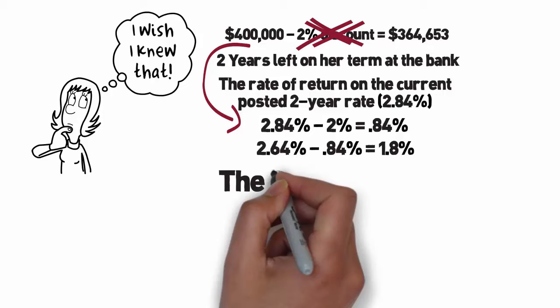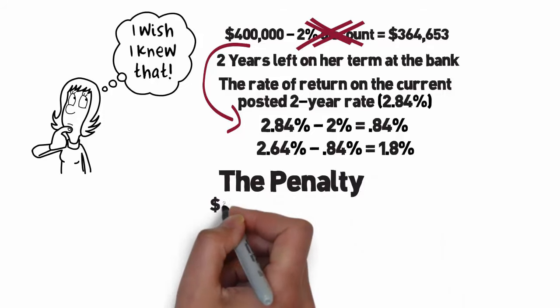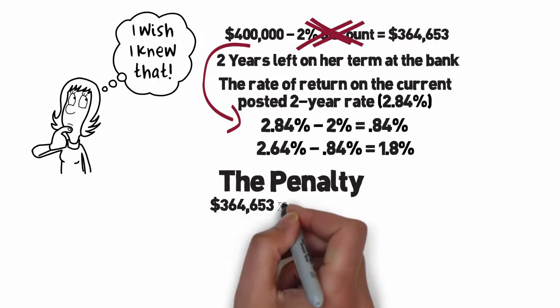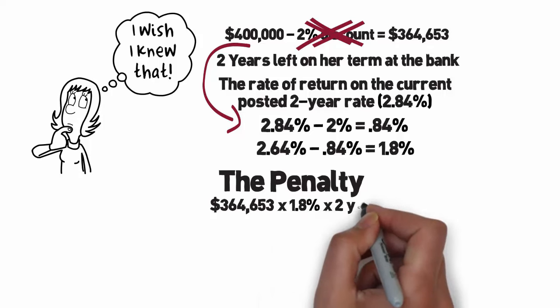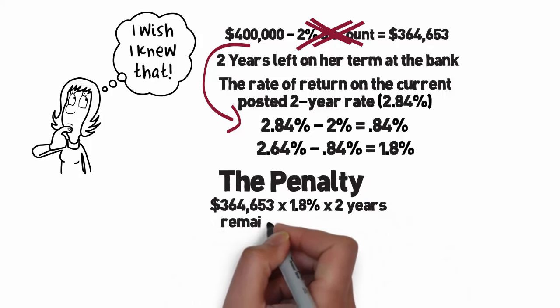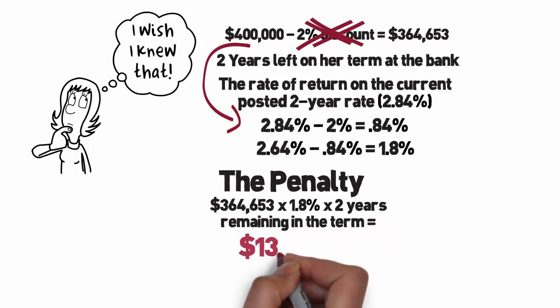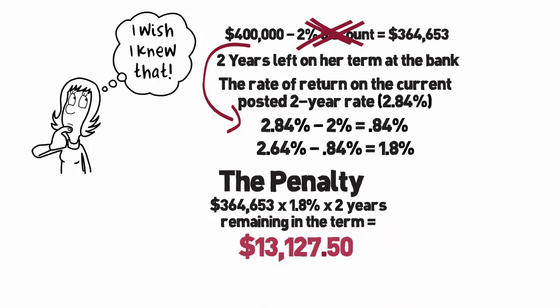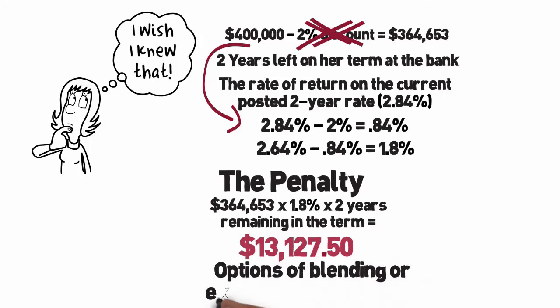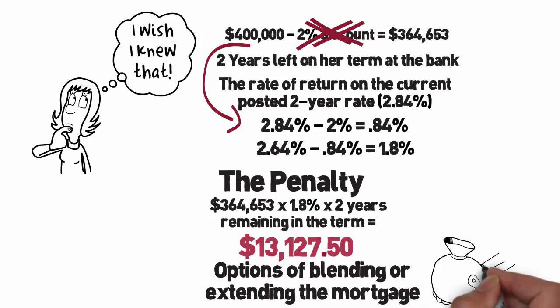This is how the big bank will calculate the penalty. $364,653 times 1.8% times 2 years remaining in the term equal $13,127.50. That's a big penalty. The big bank will also give Jessie options of blending or extending the mortgage. However, the rate will get blended with the penalty, another hidden cost.